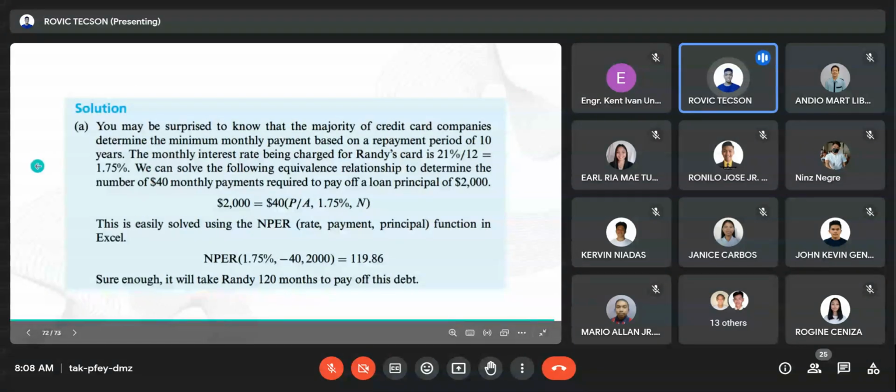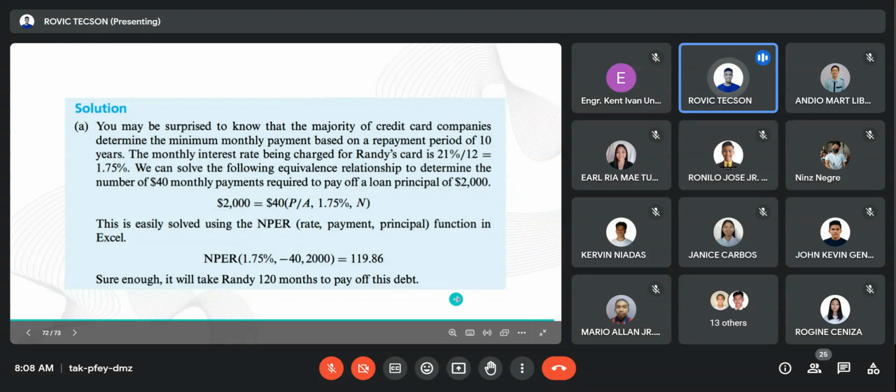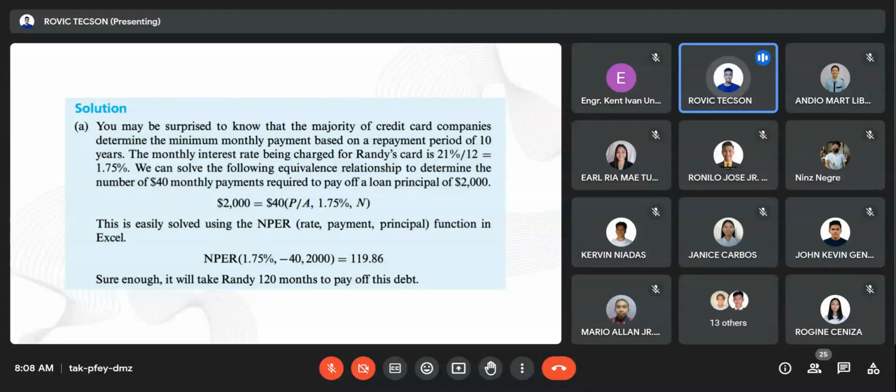So sa letter A, you may be surprised to know that the majority of credit card companies determine that minimum monthly payment based on a repayment period of 10 years. So the monthly interest rate being charged for Randy's card is 21% divided by 12 kay monthly man siya, which is equal to 1.75% or 0.0175. But we can solve the following equivalence relationship to determine the number of $40 monthly payments required to pay off a loan of principal of $2,000.